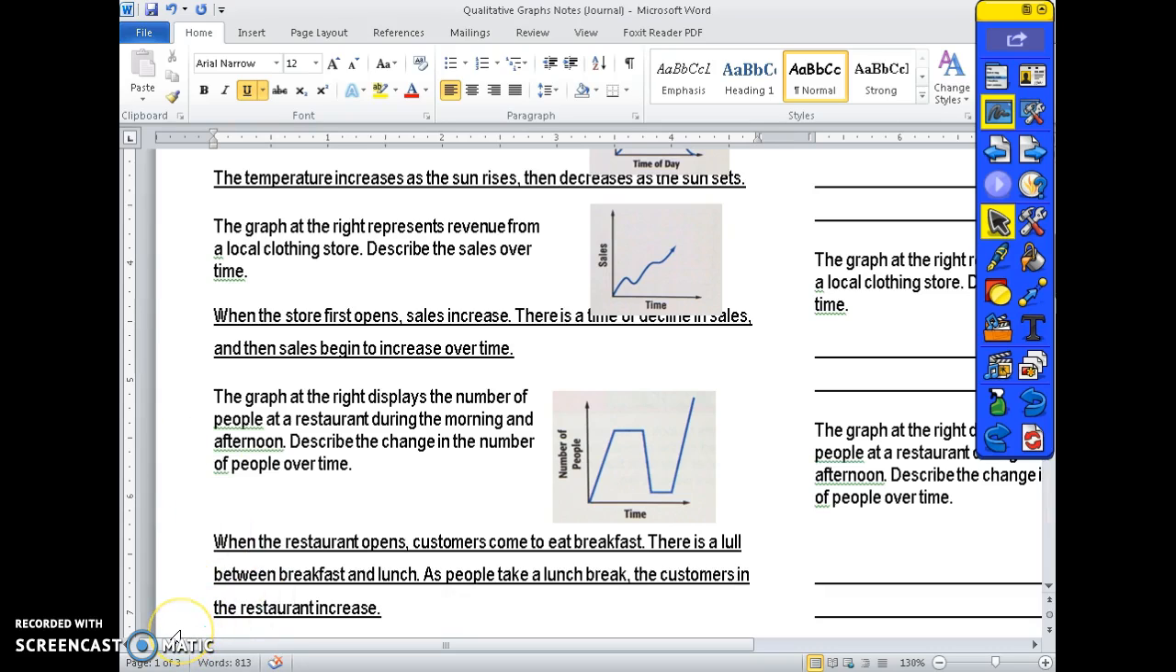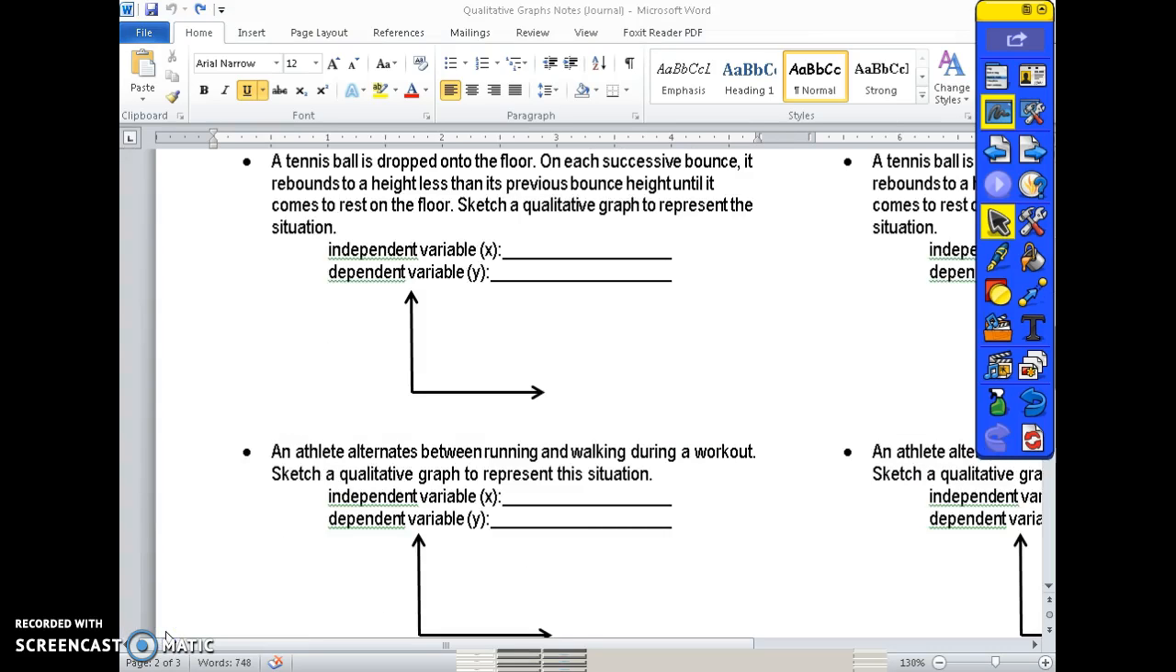And let's look at page 46. This is how we interpret. Page 45 is how we interpret them, or how we analyze the qualitative graphs. Page 46 is how we sketch the qualitative graph. Alright, on page 46, example number 2, sketching qualitative graphs. So we just learned how to analyze them, and now we're going to talk about sketching them.